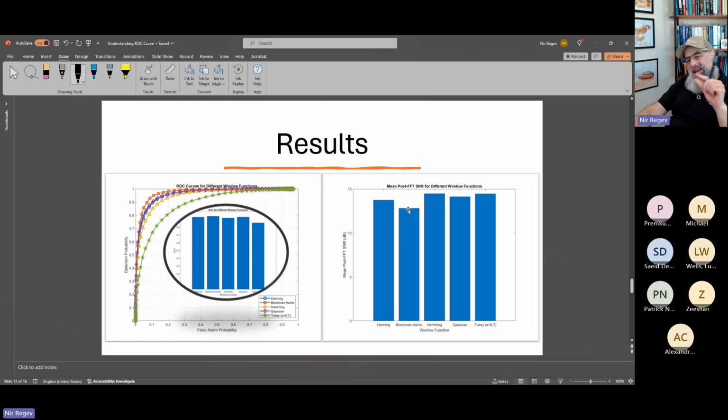So even if, in terms of the post-processing mean SNR, we penalize ourselves with maybe half a dB compared to this, or maybe 1 dB, in the average scheme of things we're still going to get a better performance if we choose the Blackman-Harris window.